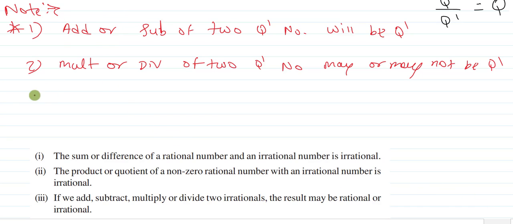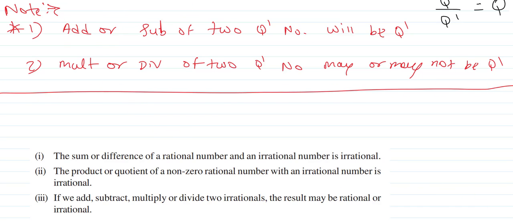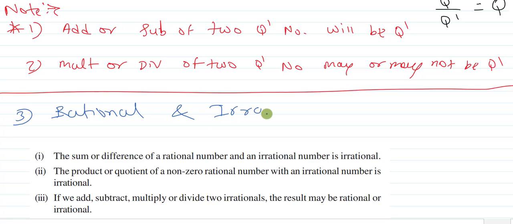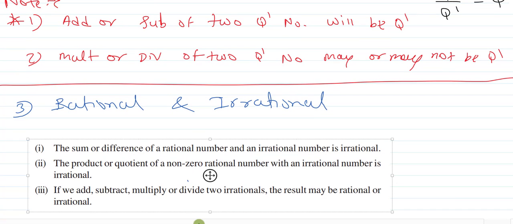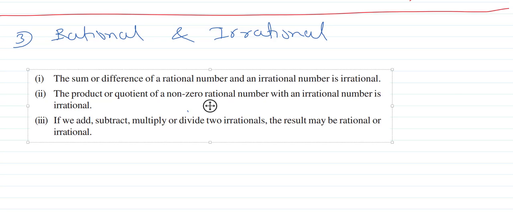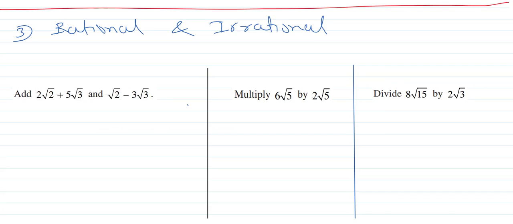Now coming to the third one. Third one was a rational number and an irrational number. For this we have taken some example at the top. Now start with the third type, that is operation on a rational number and an irrational number, that is one rational number will be there and the second one will be the irrational number.